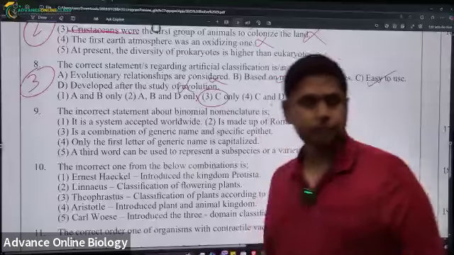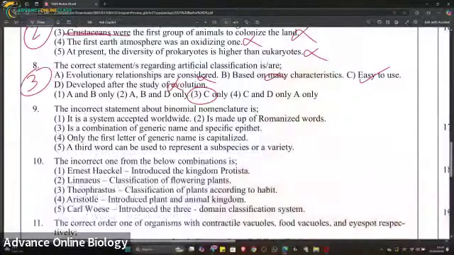Question number 9. The incorrect statement regarding binomial nomenclature. System accepted worldwide. Correct. Made up of Latinized words. Combination of generic name and specific epithet. Yes. Only the first letter of the generic name is capitalized. Yes. Third word can be used to represent the subspecies or a variety. Correct. So we have the answer, the second one is the answer.